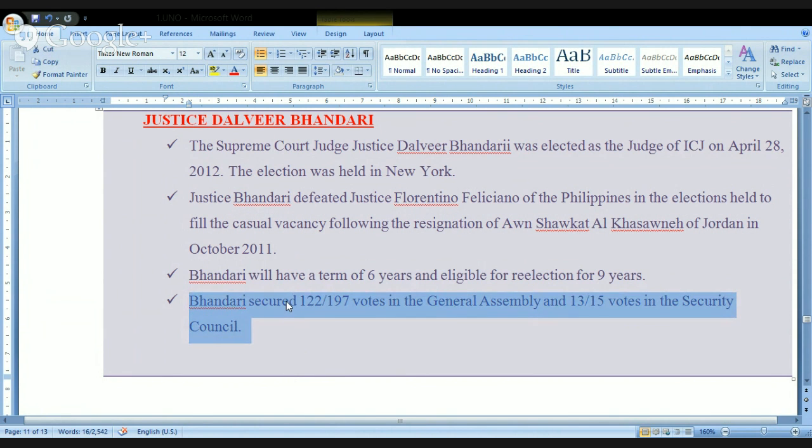And look at this. Of course, general information, not important for any examination. Rather, I told you already, the judges will be elected by absolute majority. And look at this. This gentleman got 122 votes in the General Assembly and the same person got 13 votes in the Security Council. Right?